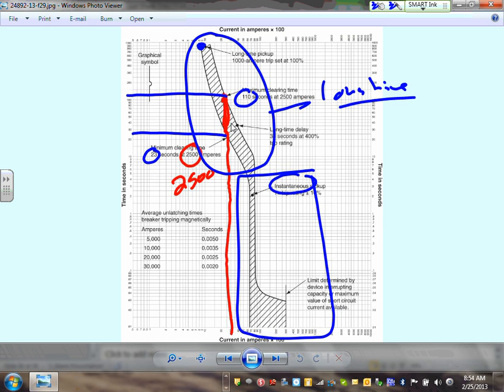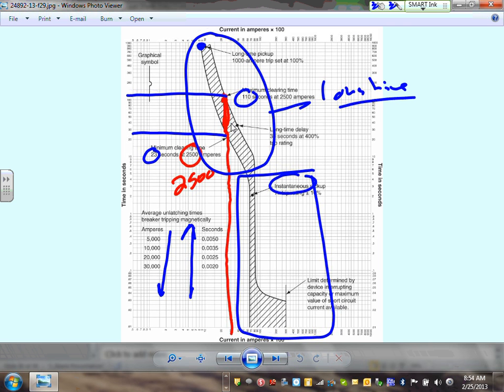Any comments, any questions? You can see the higher the amps, the faster the circuit breaker will trip. That's the inverse relationship between the amps and the circuit breaker trip time.